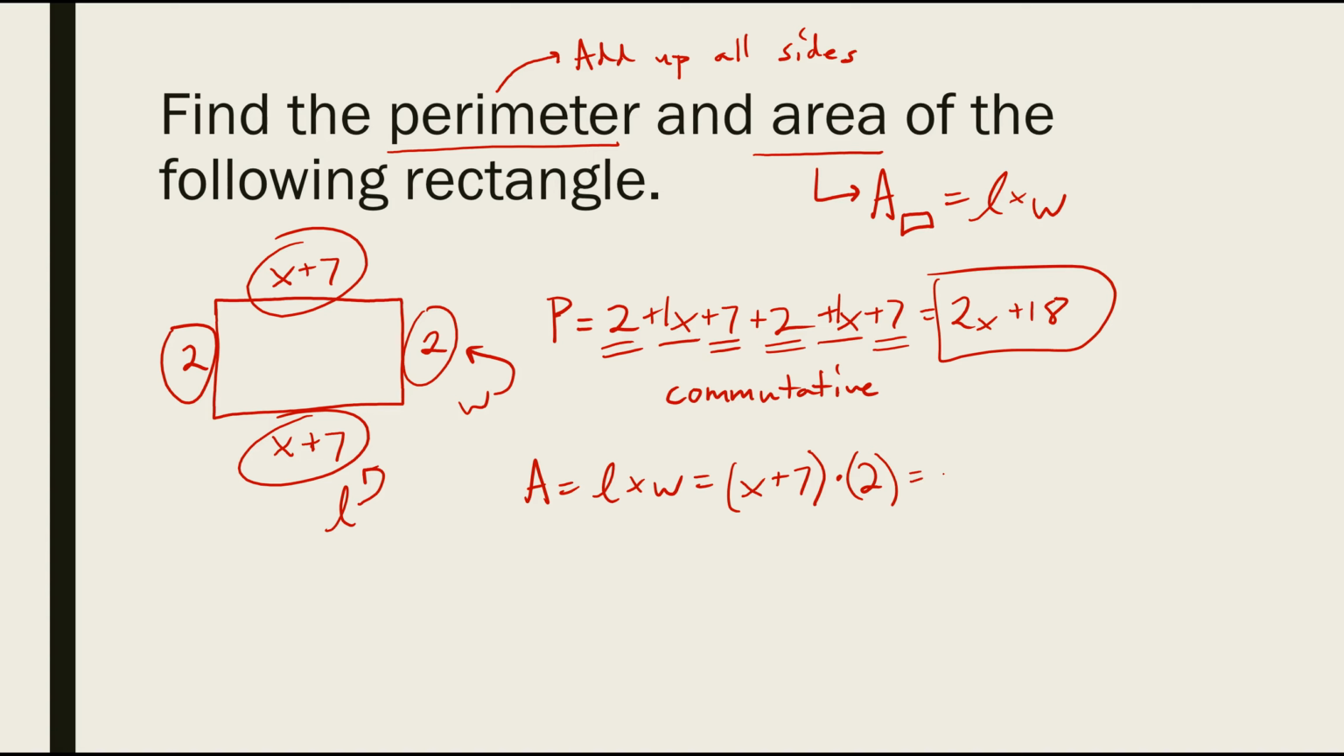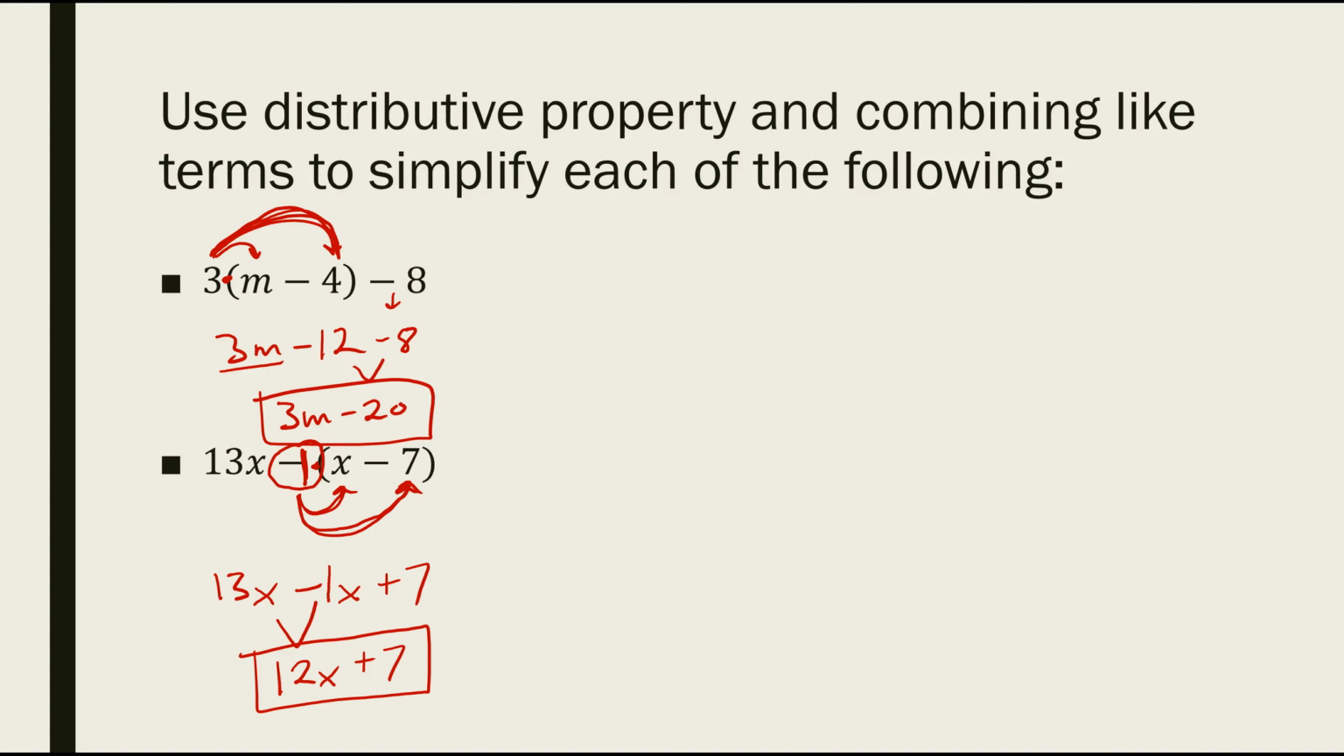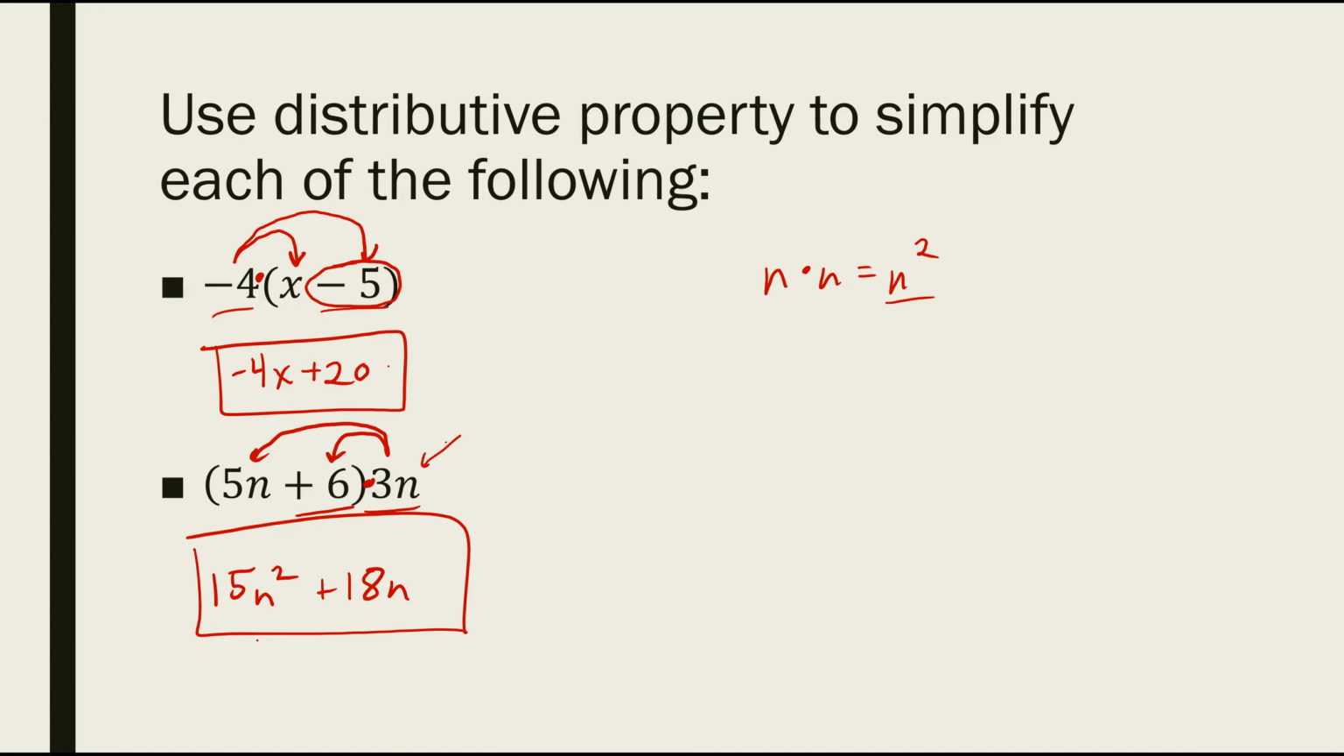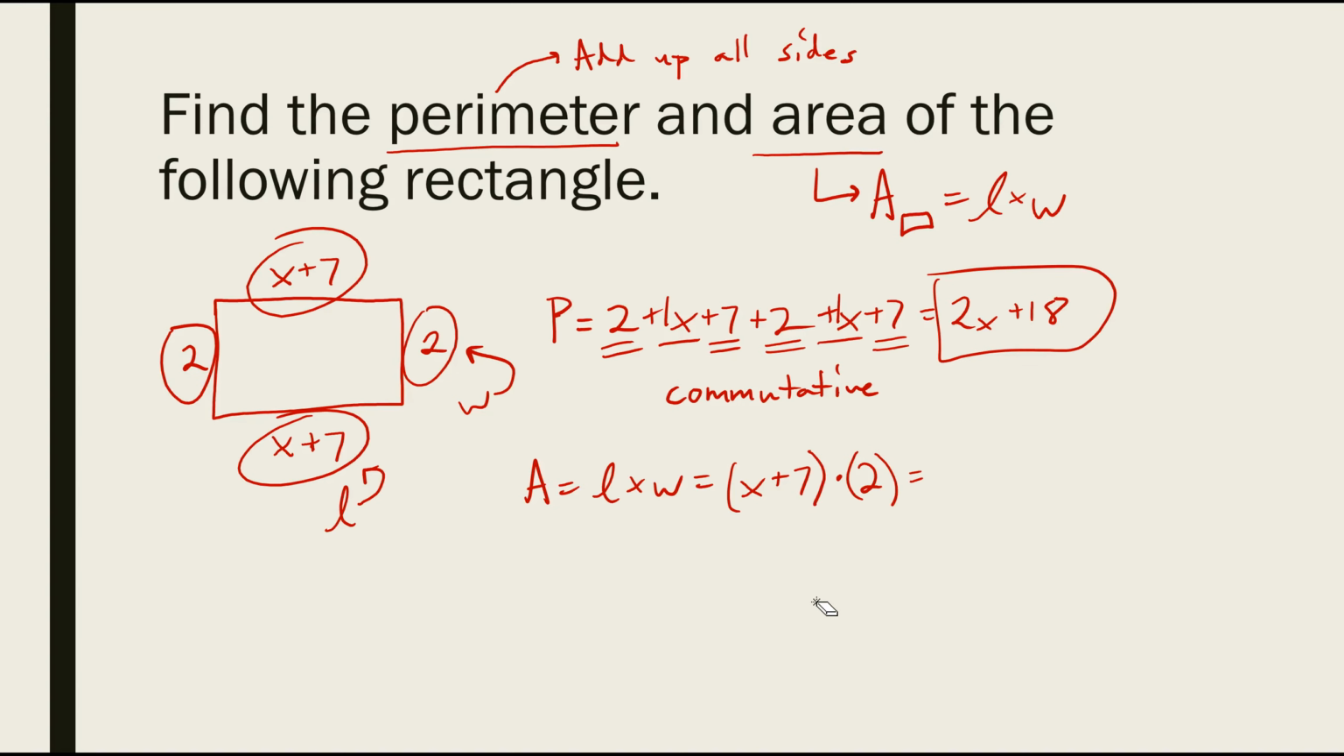Do you see the distribution I should be doing? I have a term here that has a plus in the middle. And over in this parentheses, it's just 2. So notice how this looks like this problem. I have parentheses with a plus in the middle times just one thing. I can use distribution. So I'm going to distribute in the 2. 2 times x is 2x, and 2 times 7 is 14. And that's the area of this rectangle.